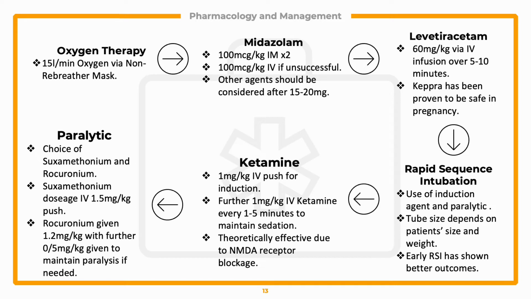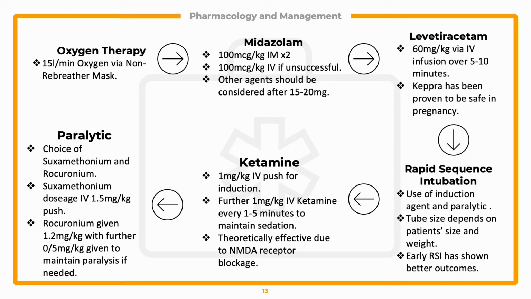Firstly, we'll start with the basics. Oxygen therapy should be started to treat the hypoxia and respiratory compromise. 15 litres a minute via a non-rebreather mask should be placed on the patient. This will also ensure the large amounts of oxygen used by the brain while seizing is supplied and replaced.